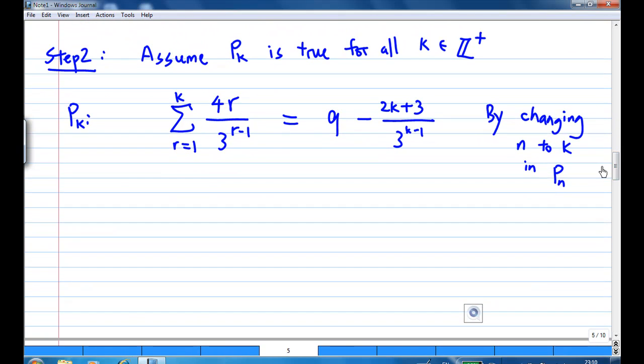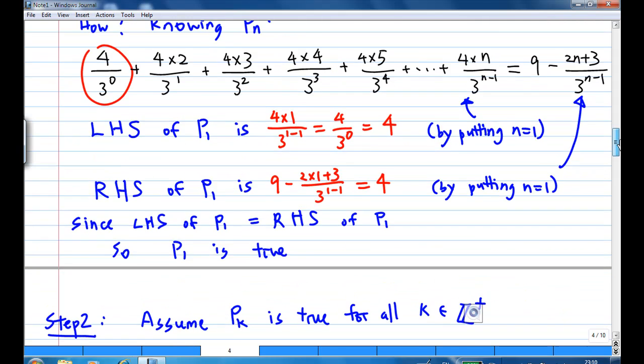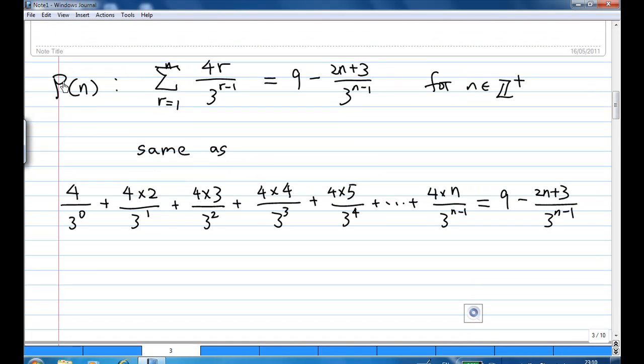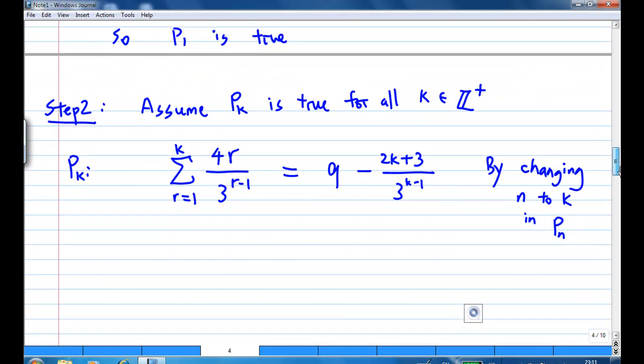Step 2. Assume Pk is true for all k belonging to the set of positive integers. That means that the sum of 4r over 3 power r minus 1, r from 1 to k, is equal to 9 minus 2k plus 3 over 3 power k minus 1. How do we get this? We get this by changing n to k in Pn. Pn is what? Pn is this statement. This is our Pn. Changing n to k, we will get this Pk.